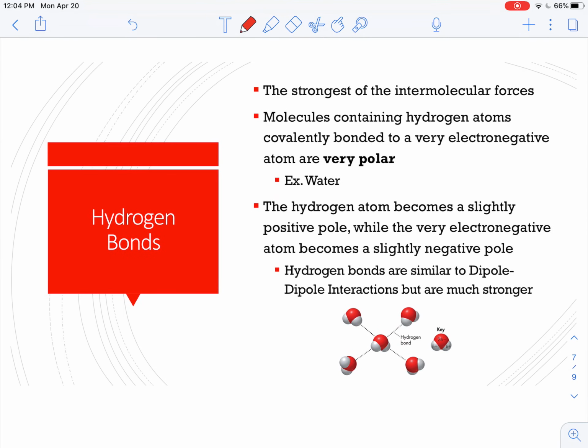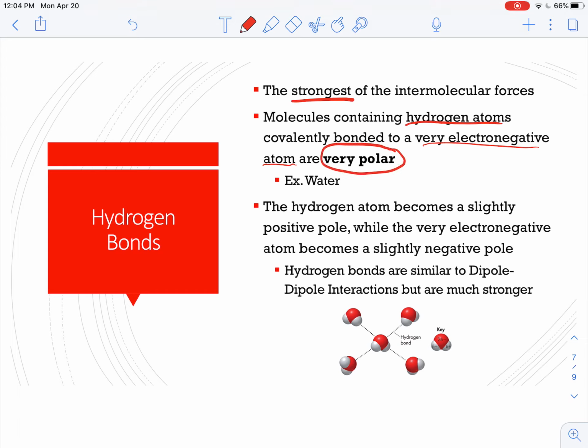Our very last type of intermolecular forces are going to be our hydrogen bonds. This is going to be the strongest out of all of these intermolecular forces we'll cover for today. And what we have is our molecules are going to have to contain hydrogen atoms covalently bonded to a very electronegative atom. This is going to result in a very polar molecule.